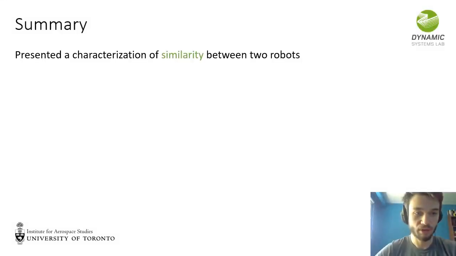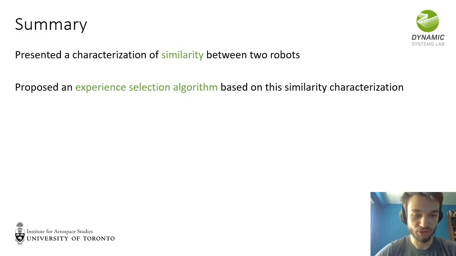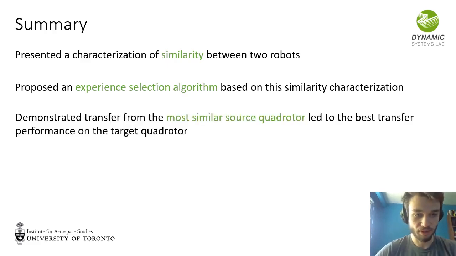To sum up, we presented a characterization of similarity between 2 robots, and we proposed an experience selection algorithm based on this similarity characterization. Lastly, we demonstrated that transfer from the most similar source quadrotor led to the best transfer performance on the target quadrotor.